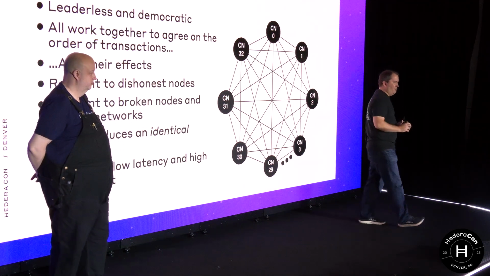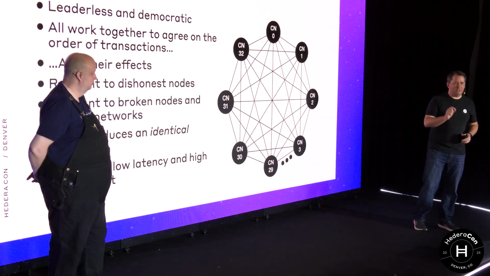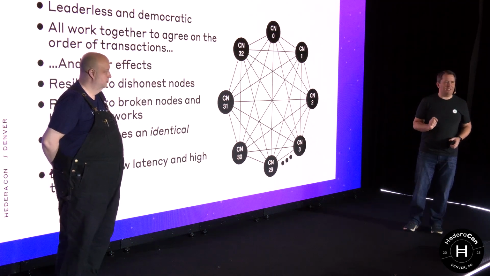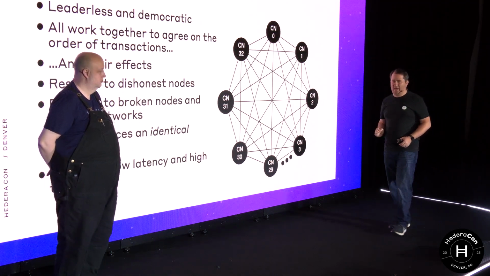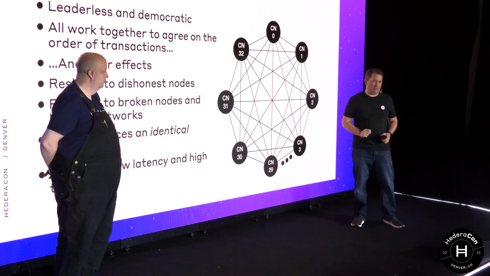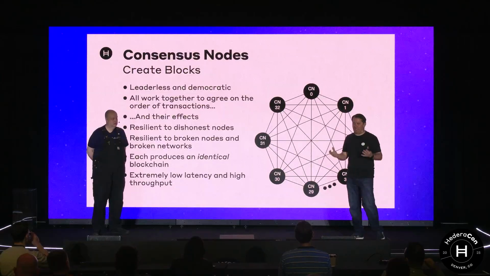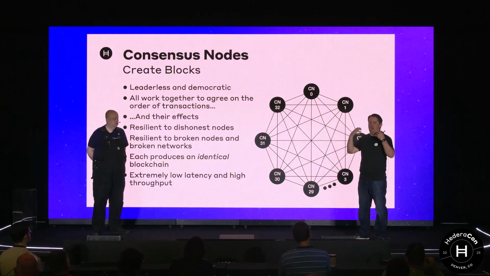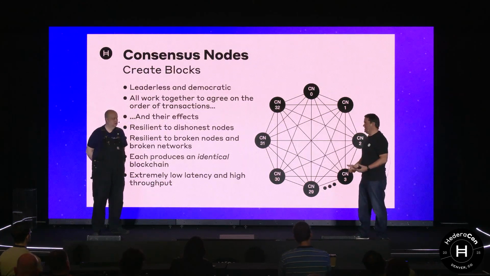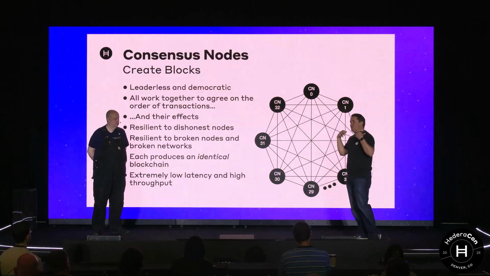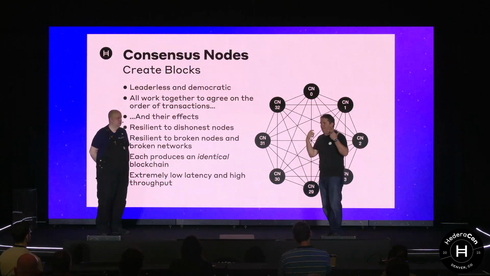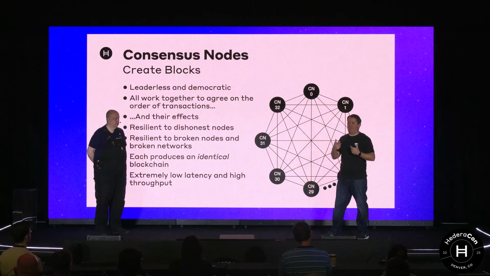Every single node is going to deterministically, independently, sort the transactions in exactly the same way. That is what the Hashgraph algorithm does. So they all work together and agree on the order of the transactions. They all independently execute those transactions, and then they all share the root hash of the state tree with each other to verify that they all came to the same result in the end.